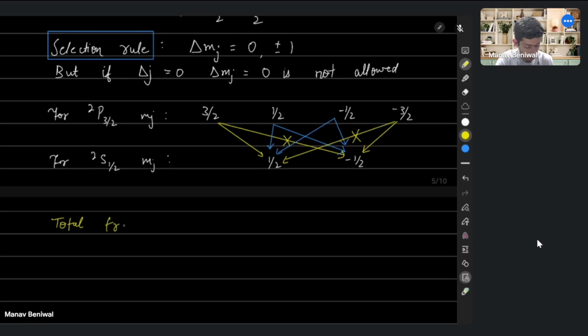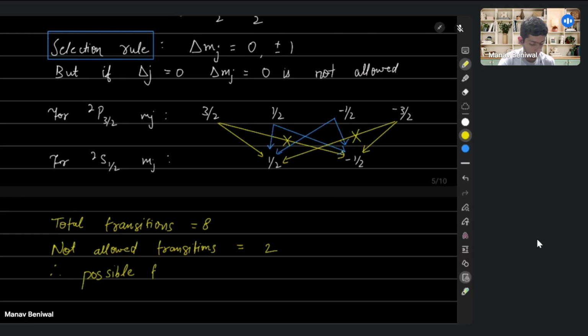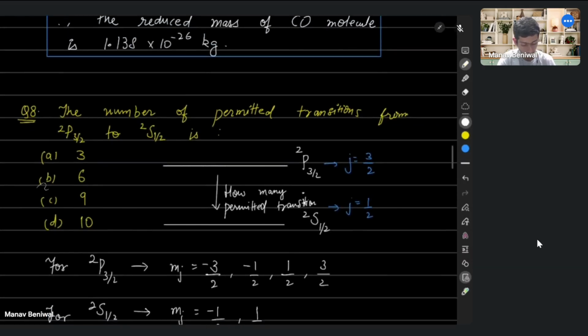So total transitions 8, not allowed transitions are 2, therefore possible transitions is 6. So yeah, option B. Okay.